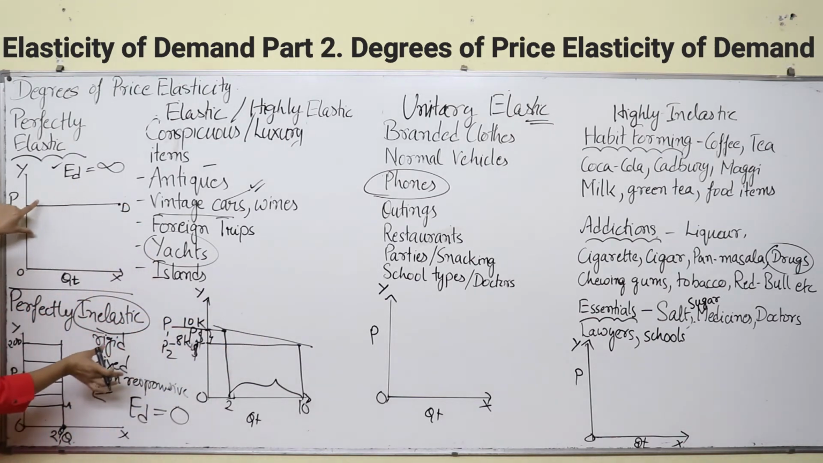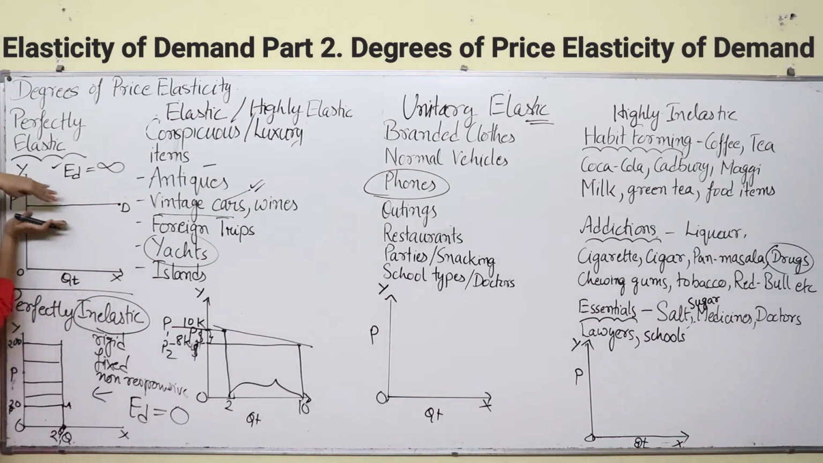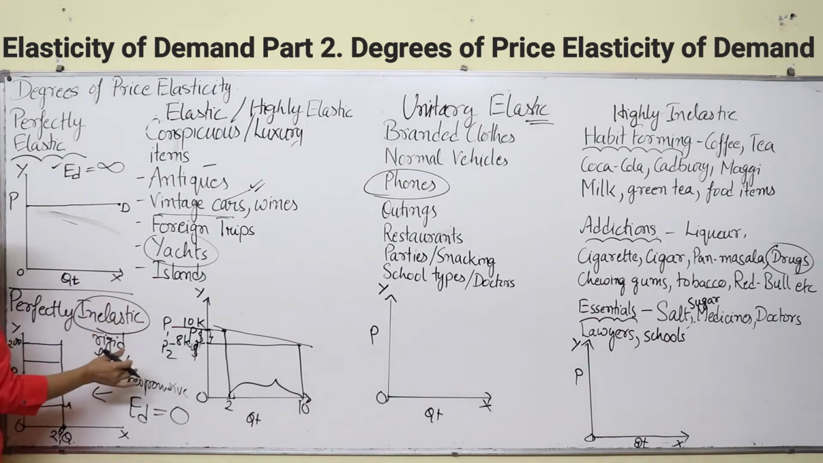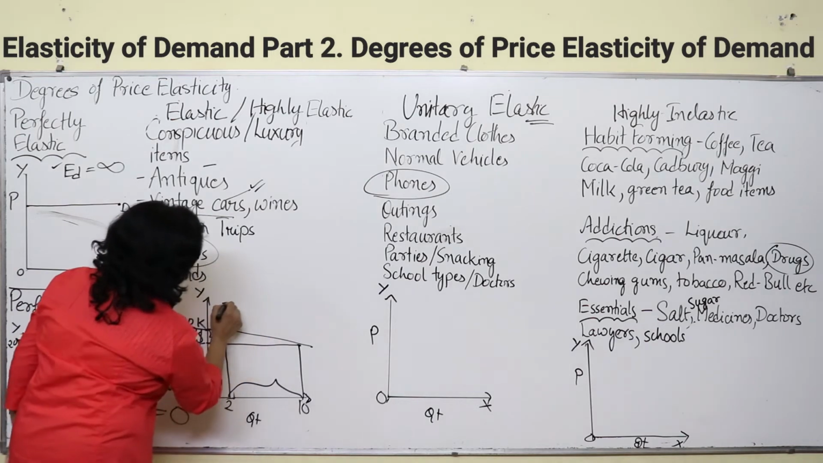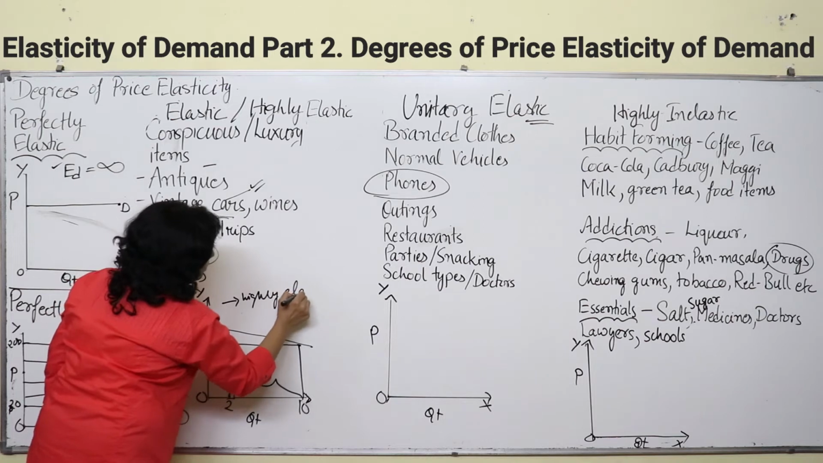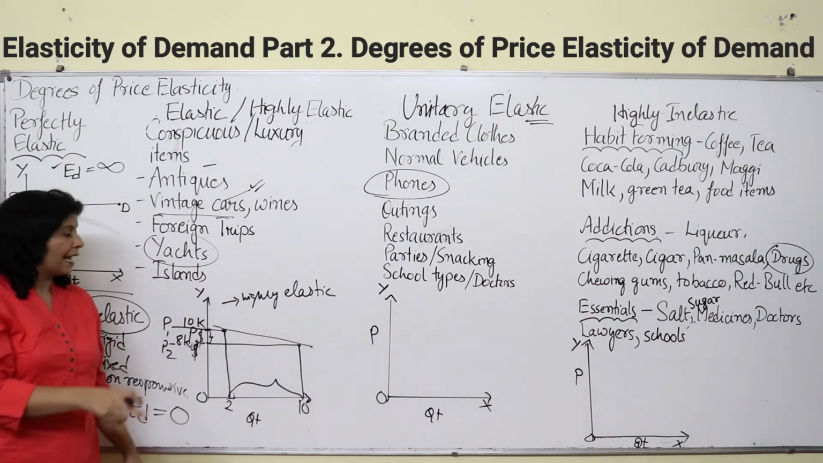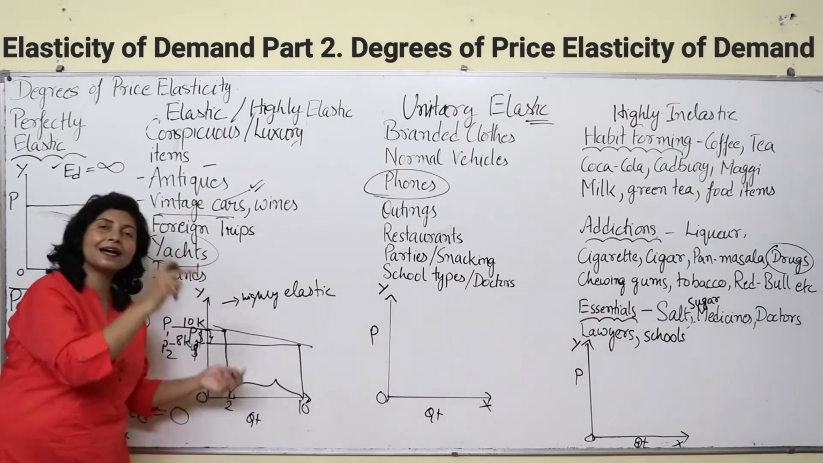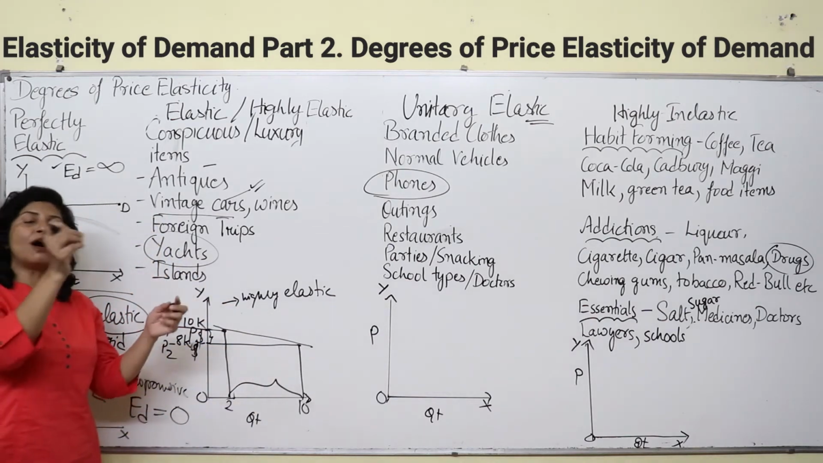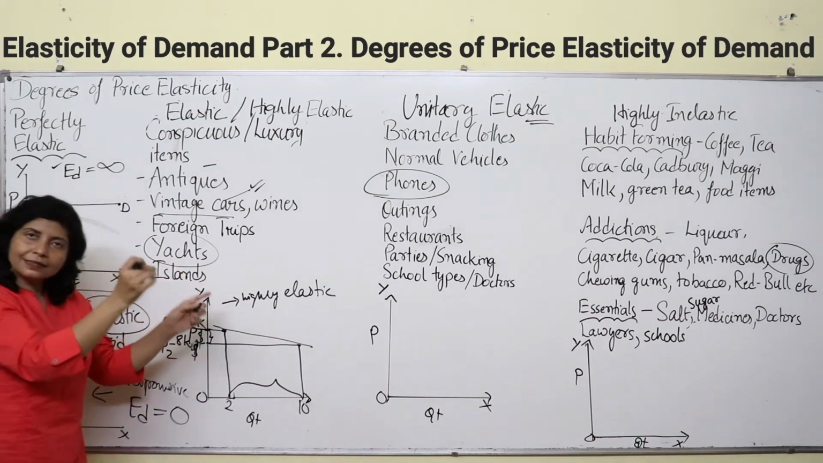What is happening over here? The graph is moving like this. Okay, it has moved downwards like this. Now I'm just comparing. Now this is highly elastic. So here the proportionate or percentage change in quantity demanded is higher than the proportionate or percentage change in your reduction in price, or change in price.